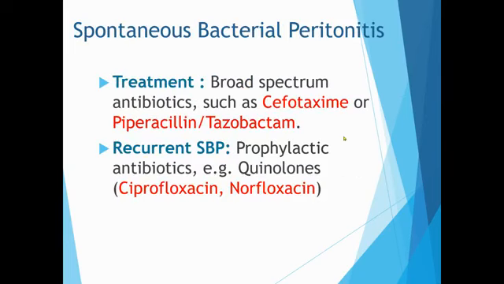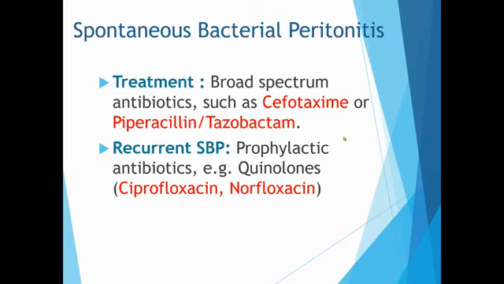How to treat a case of spontaneous bacterial peritonitis? We use broad spectrum antibiotic. At first, we draw the fluid, send it for gram stain and culture. At the same time, we start a broad spectrum antibiotic. And when the culture report is available, then we see whether the antibiotic that we are using is sensitive. If not, we can even shift the antibiotic. In most of the time, we start with a broad spectrum antibiotic such as cefotaxime or piperacillin and tazobactam.